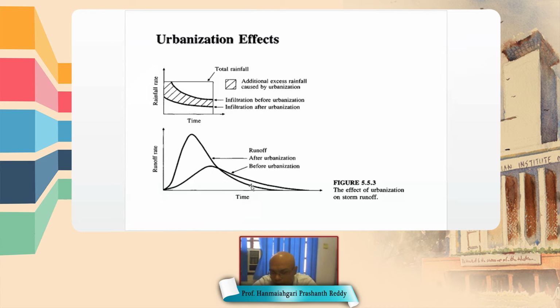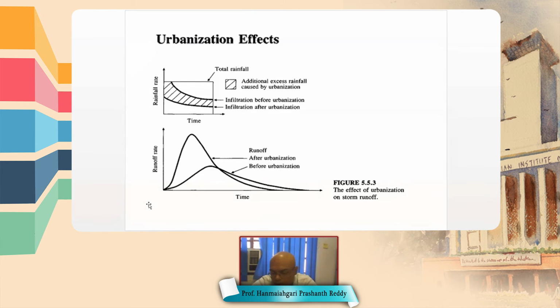You see there is a difference between the two curves, after urbanization and before urbanization. This is the positive runoff volume added, this is the negative runoff volume, and the total is net positive. Runoff volume is high because there is less infiltration after urbanization. So we can clearly see the effect of urbanization on the runoff hydrograph.